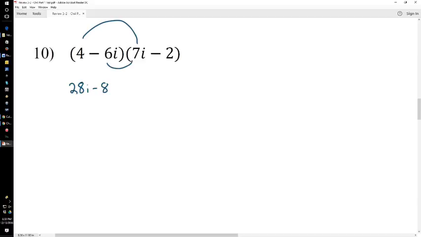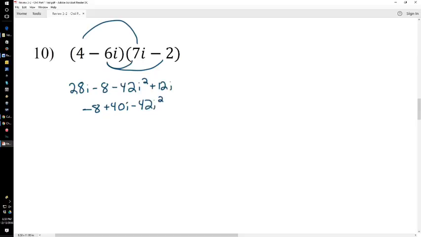Negative 6i times 7i, 6 times 7 is negative 42, and i times i is i squared. And then last but not least, negative 6i times negative 2 is positive 12i. All right, and then we combine our terms just like anything else. I'm going to go ahead and write negative 8, 28 plus 12, that's 40i, minus 42i squared. I'm just combining my terms real quick.